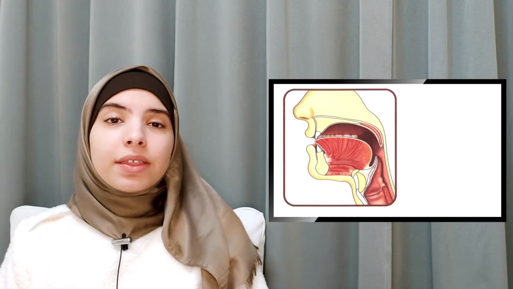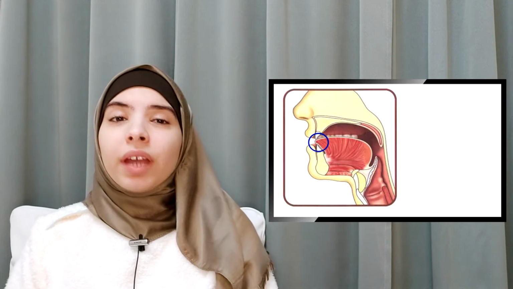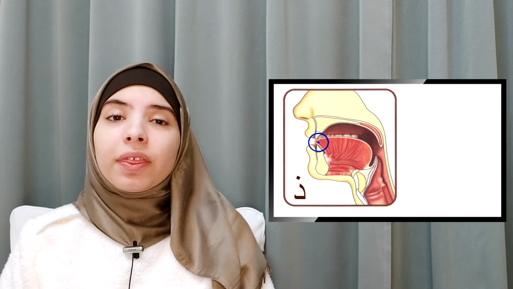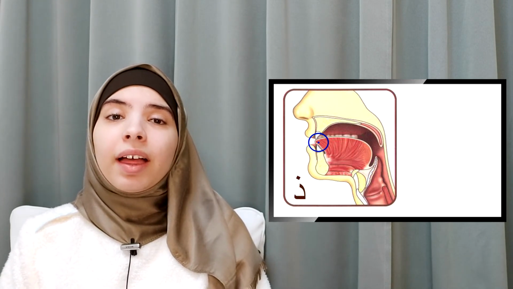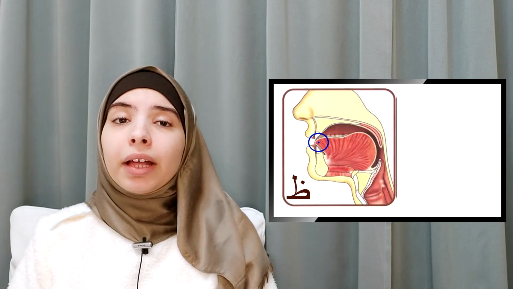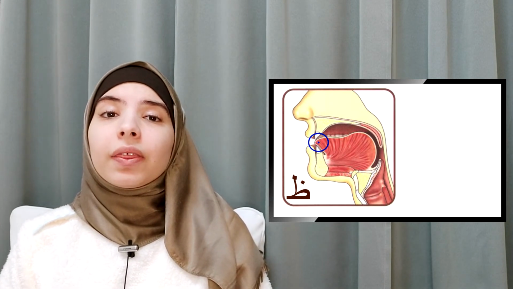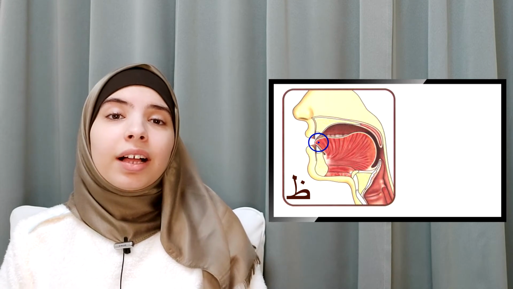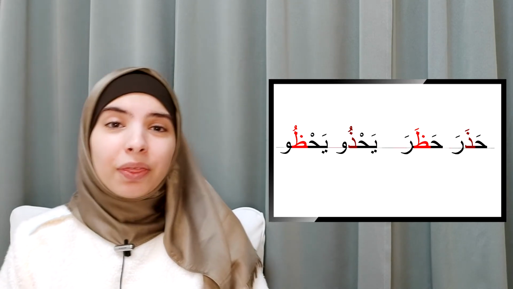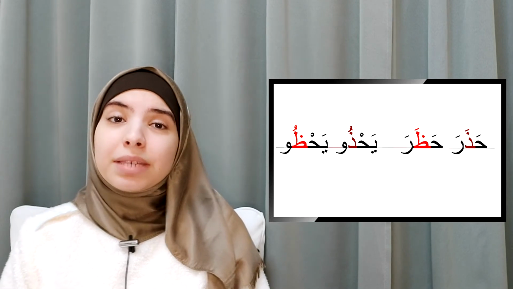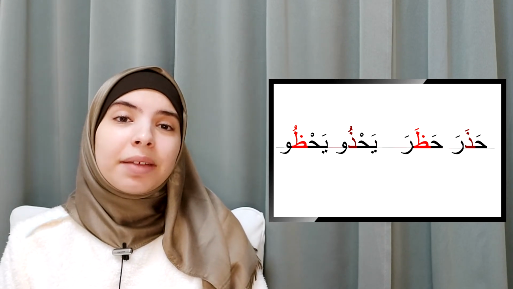Dha. To pronounce Dha, you can start with the articulation point of Dal, Da, Da, and lift the back of your tongue. So you say Dha, Dha, Dha. That's it. Now, let's practice Dal and Dha together and please pay attention to the difference.